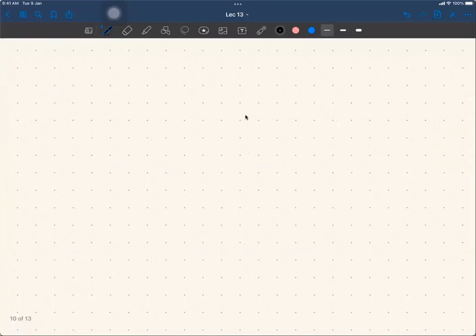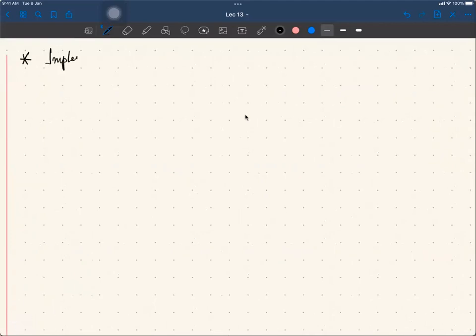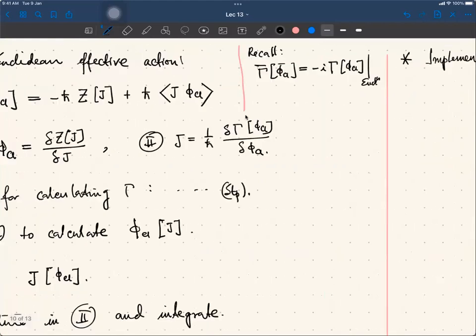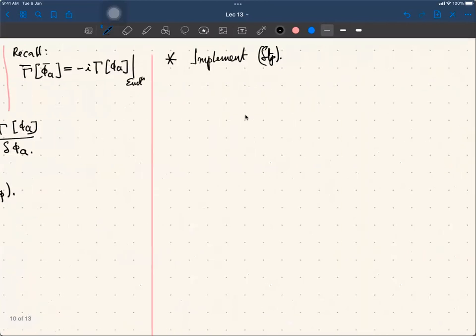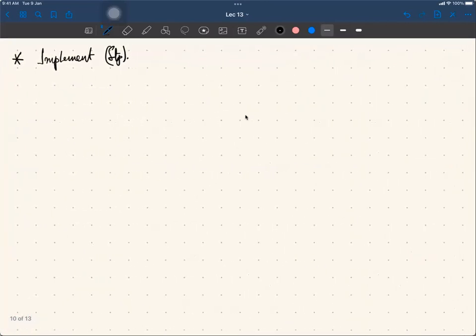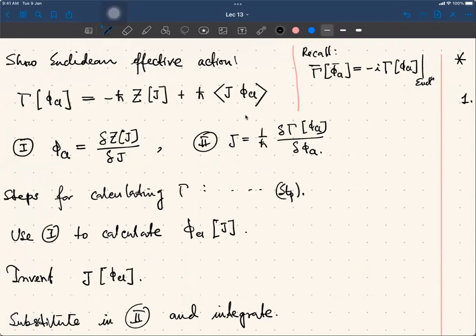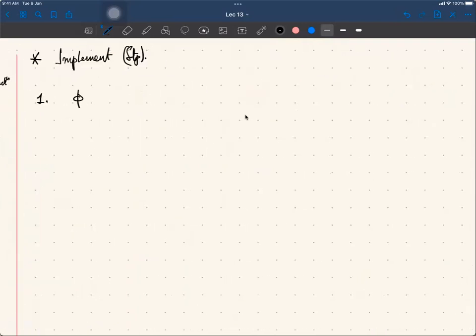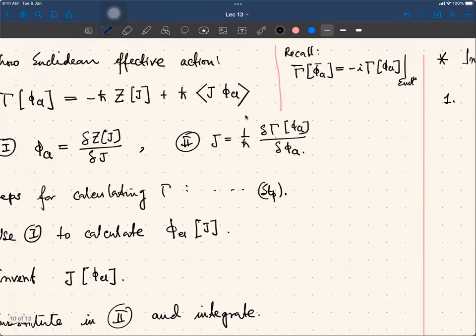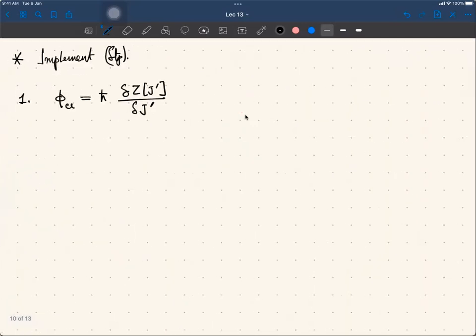Now let us implement those steps that I described on the left hand side here, 1, 2, and 3, for the current case. The first step is to use equation 1 here, but now equation 1 has to be written in terms of J prime, and therefore the modified version of that equation will be phi CL is equal to H bar del Z J prime del J prime, because J has been replaced by J prime by H bar. So we have a factor of H bar in front.